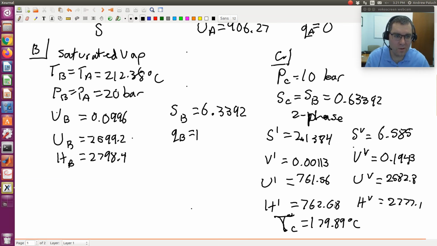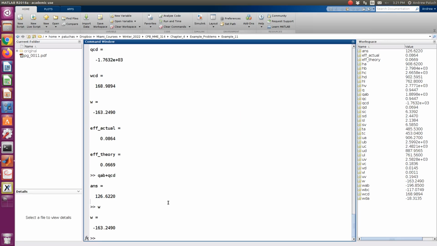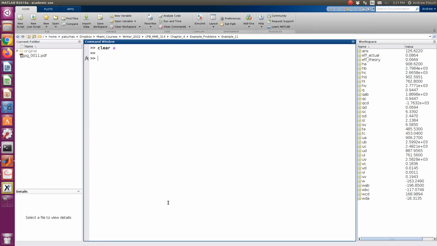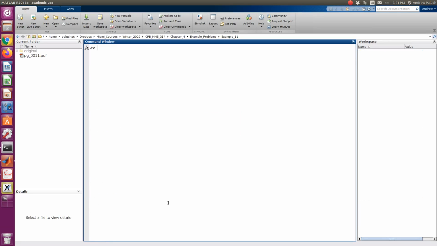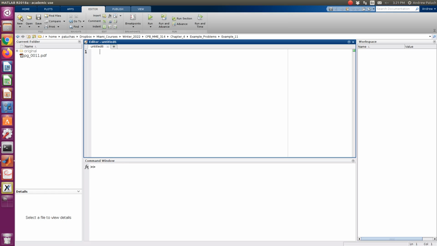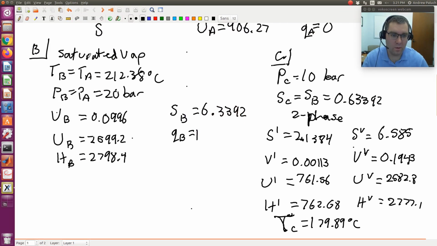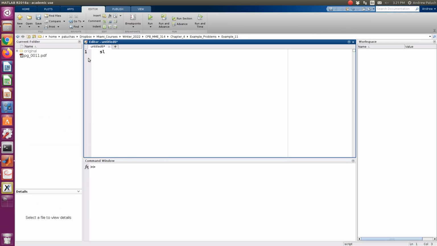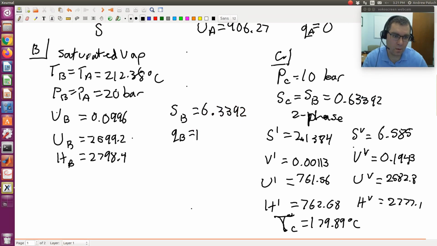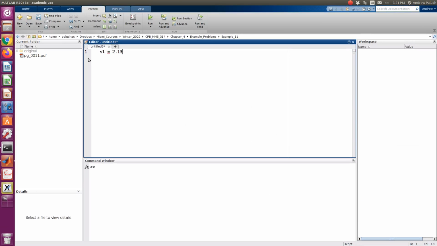All right, so let's go ahead and compute. I'm going to jump over to MATLAB. Okay. Let me just clear everything off from the last problem. Okay, so let's have SL and SV.